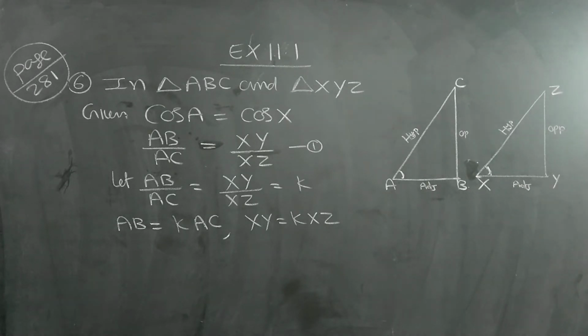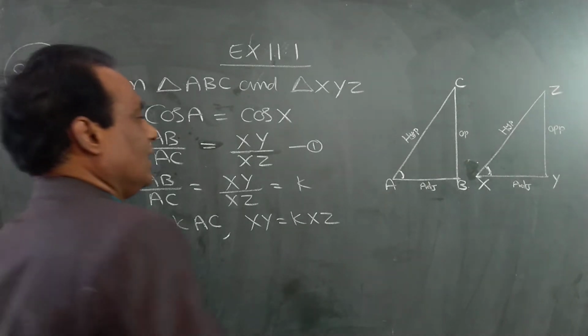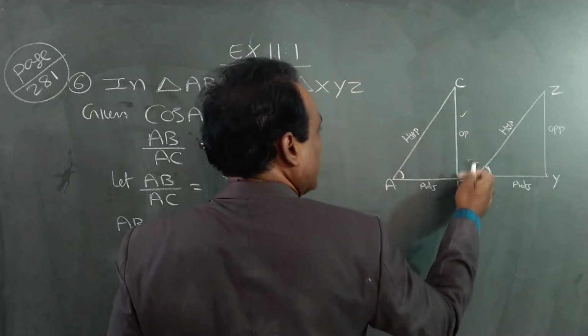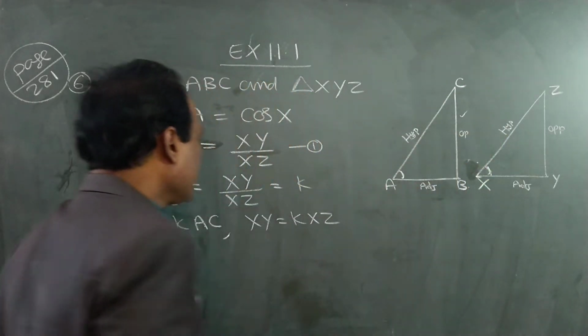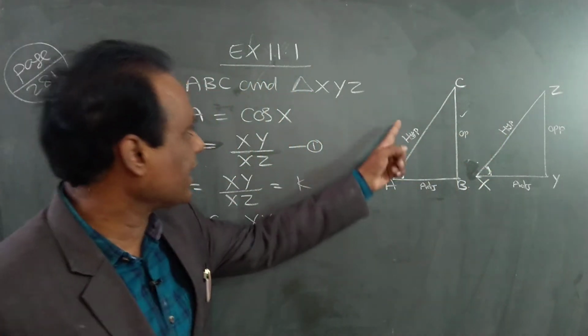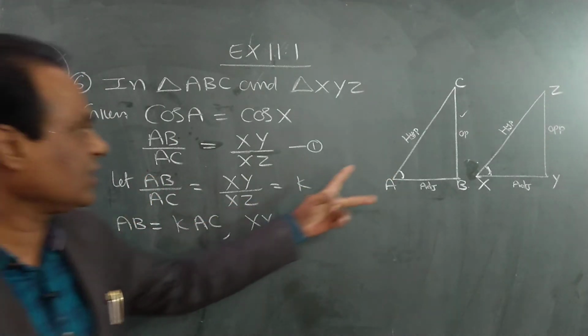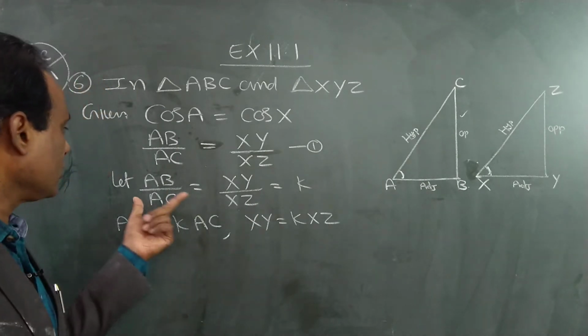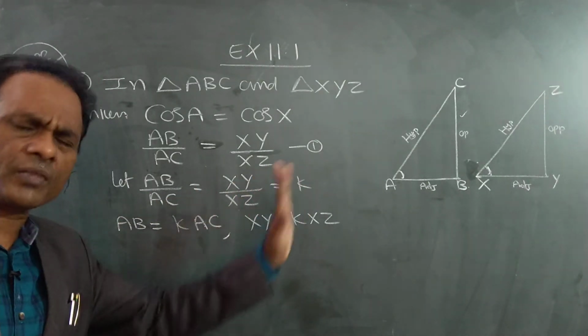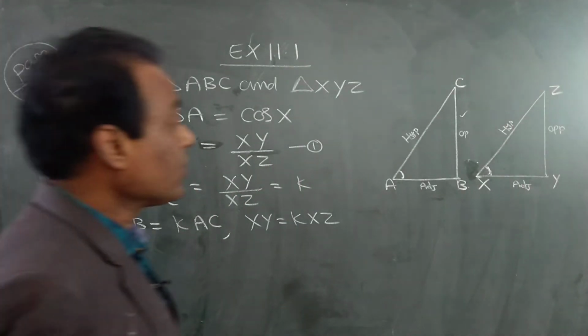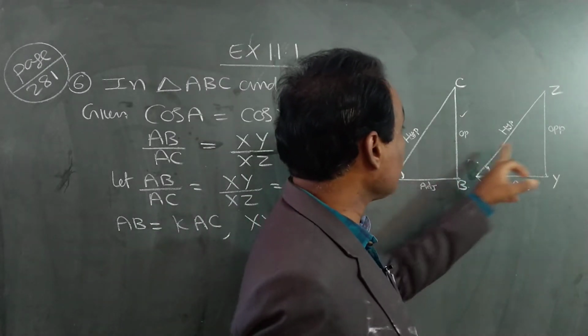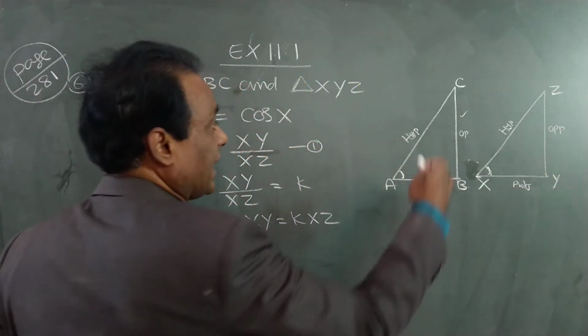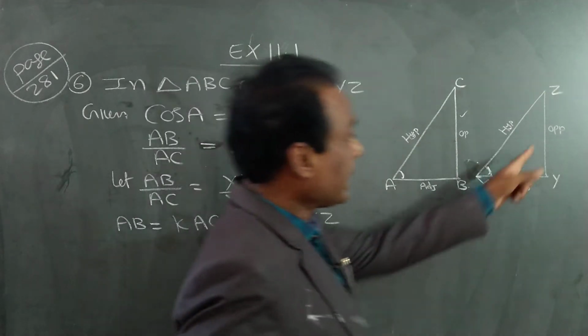Now, see here. The relation is between AB and AC. The AB-AC relation is known and the XY-XZ relation is also known. So this relation, say some K. Now, I am finding the relation for BC and YZ. Let us find BC and YZ.